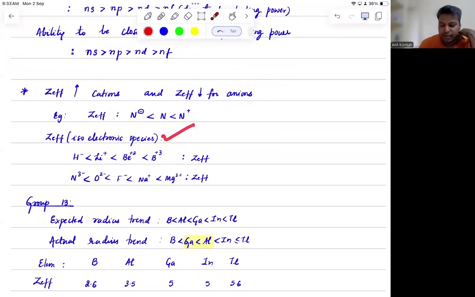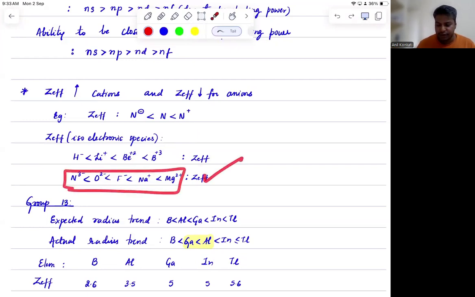So for isoelectronic species, Z effective will be highest in the case of boron, then beryllium, lithium, and hydrogen. Sorry, H minus only here. Similarly, in this case, you'll see Z effective is highest for magnesium, sodium, F minus, O2 minus, and N3 minus.